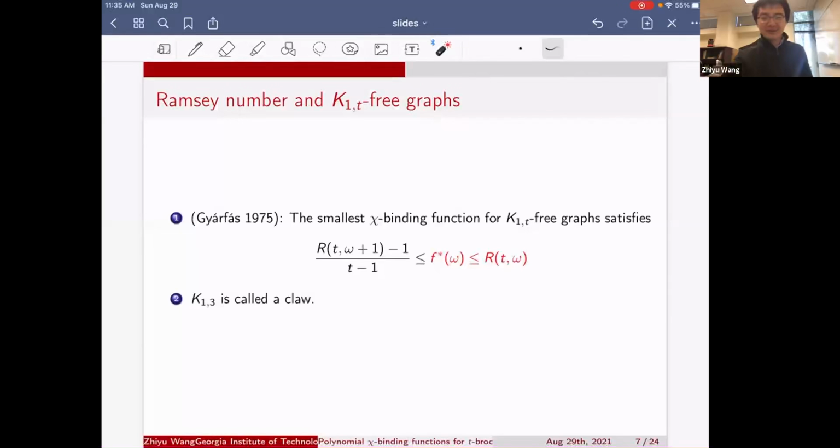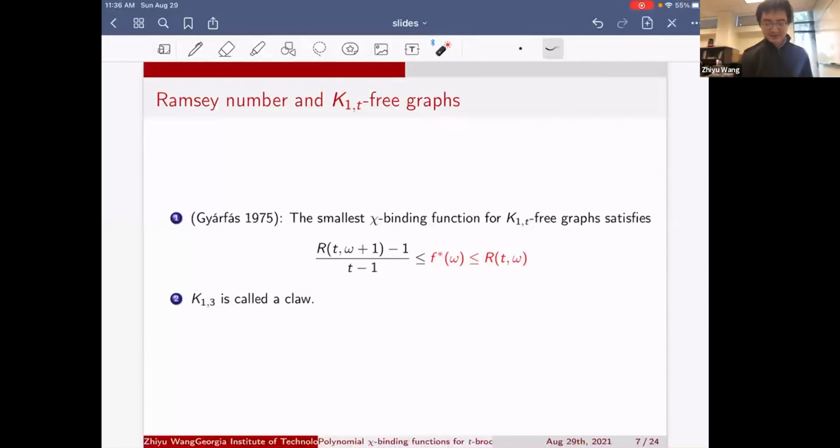So the maximum degree is bounded by this Ramsey number, and therefore the chromatic number is also bounded by the Ramsey number. So this is the natural connection between K_{1,T}-free graphs and the Ramsey number. In particular, K_{1,3} is called a claw. So why do we mention K_{1,T}? We know that the Ramsey number is polynomially bounded.